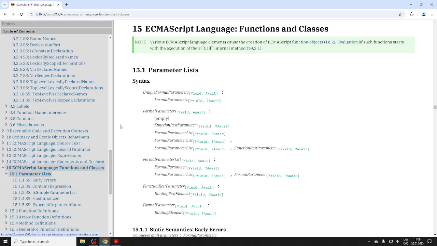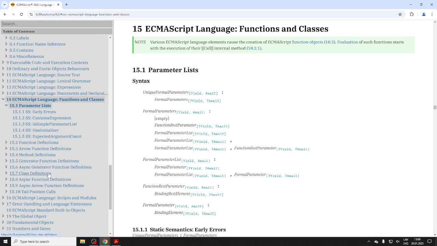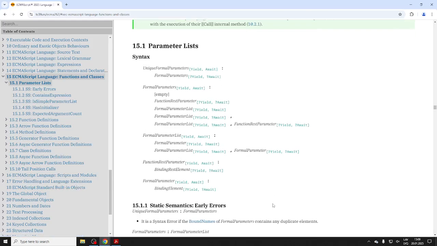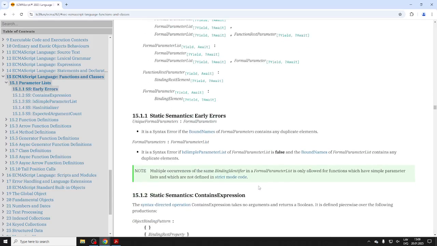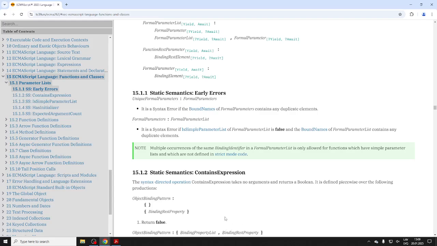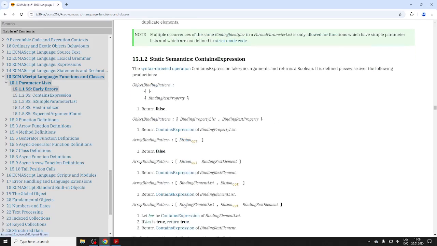Bound names again, but of course this is extremely dry even here. This is pretty dry. Static semantics, right? It is a syntax error if bound names of formal parameters contain any duplicate elements. That's a good rule, right? I think almost every language will have this rule. It means basically that you cannot define two variables with the same name in the same scope, right? Static semantics, so contains expression, right? No arguments returns a Boolean. So contains expression, array binding, right?